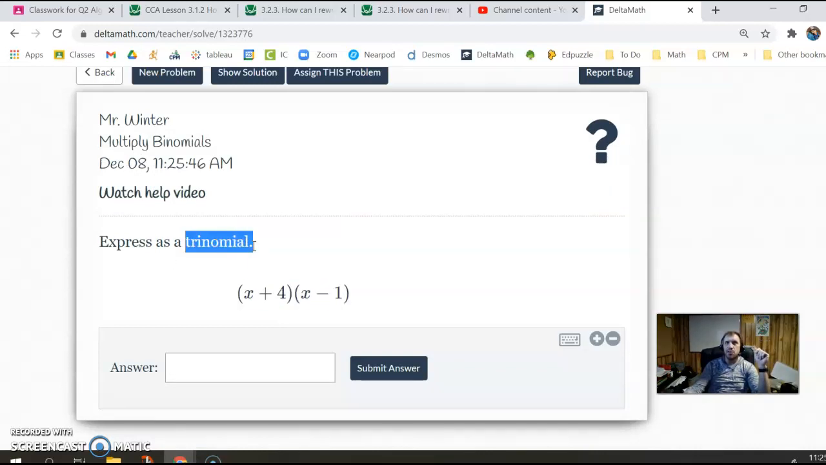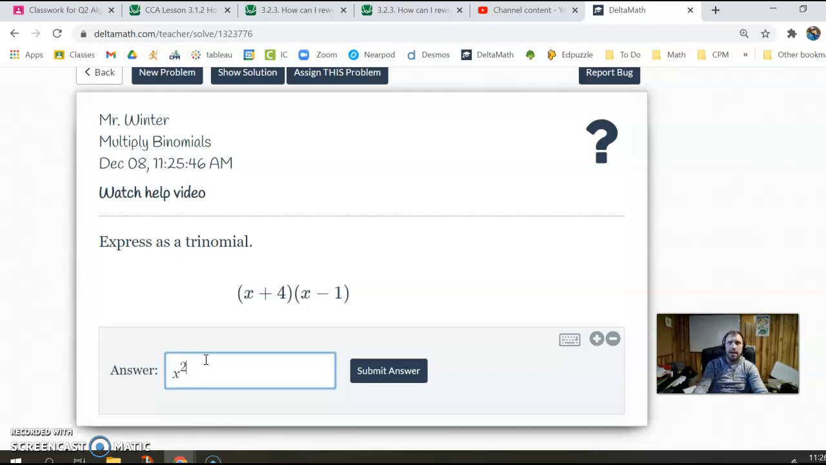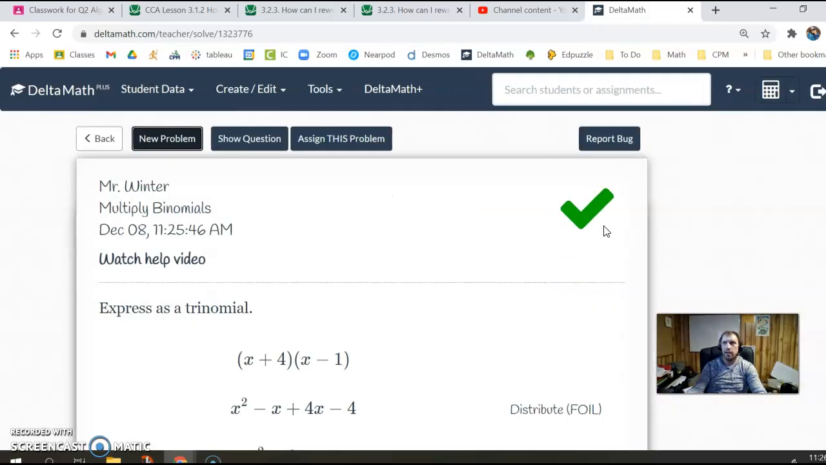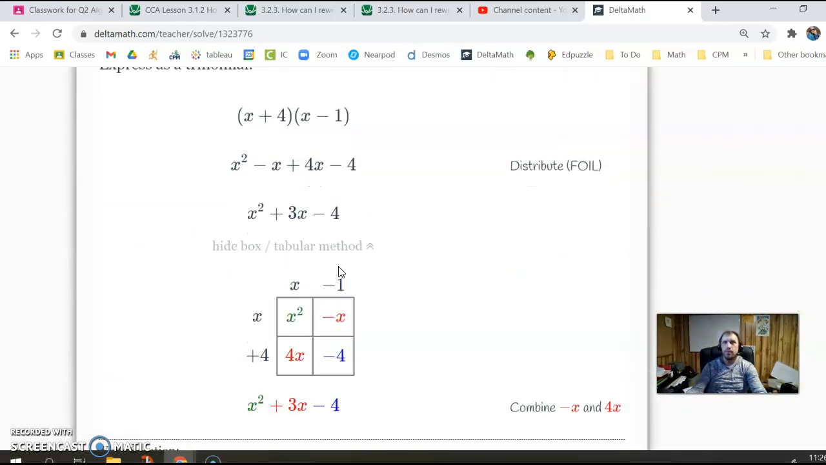It says express it as a trinomial, and remember that means that you're supposed to have it in 3 terms. So x times x is x squared, x times -1 is -1x, 4 times x is 4x, and 4 times -1 is -4. Notice I have 4 parts of this. That is not a trinomial. I need to make sure I combine these middle 2 terms. -1x plus 4x is going to be a positive 3x. When I submit that answer, like I got it right, it can walk you through each of these pieces.